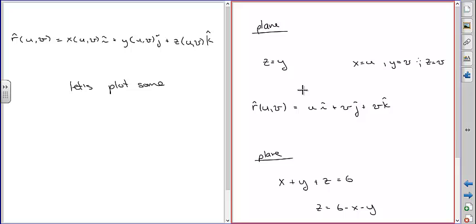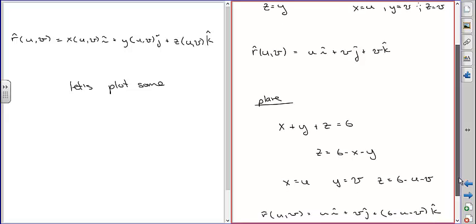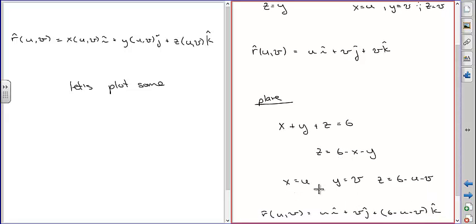Here's another one, a little more complicated. If you solve for z, you get z is equal to 6 minus x minus y. The corresponding parametric equation is x equals u, y equals v, and z equals 6 minus u minus v. So apparently the pattern for planes is that you let x equal u, y equal v, and z replaces x and y with u and v from your previous definition. That seems pretty simple for coming up with parametric equations for planes.